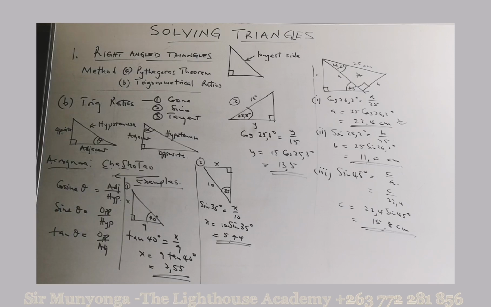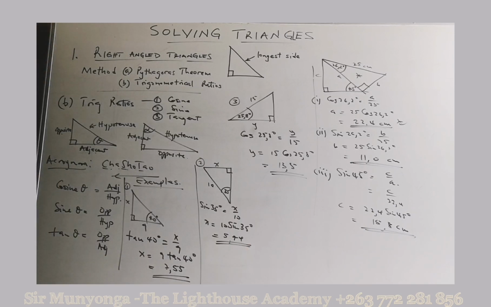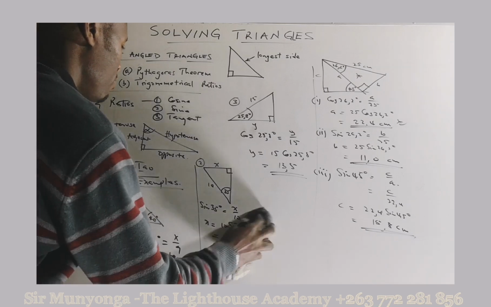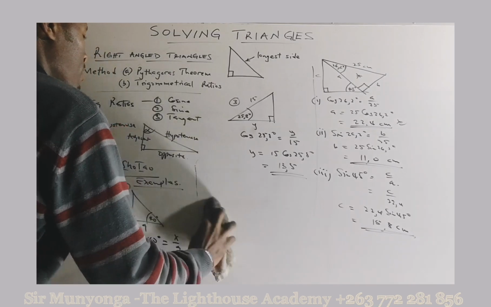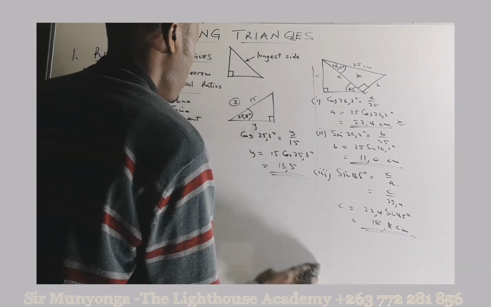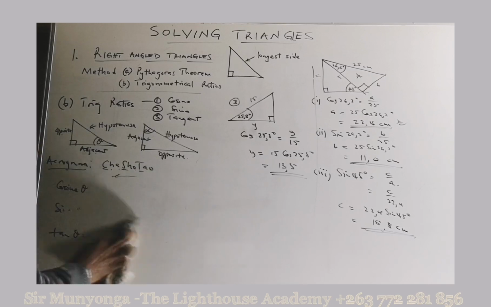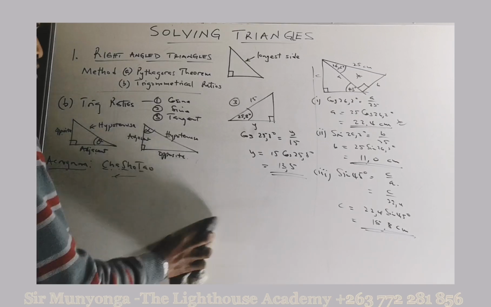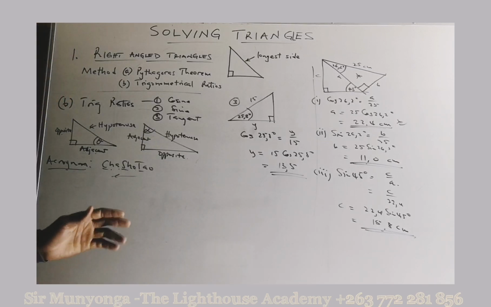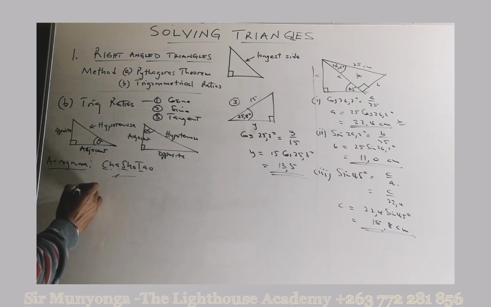Now the next question is, we have been finding the missing side. How about when we are required to find the missing angle? Let me just give two examples for that. For all these cases, I think you've seen that we've been finding the missing side. How about for angles? Let's take another example.